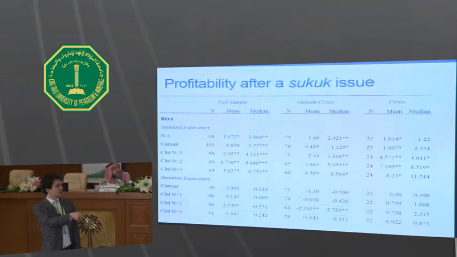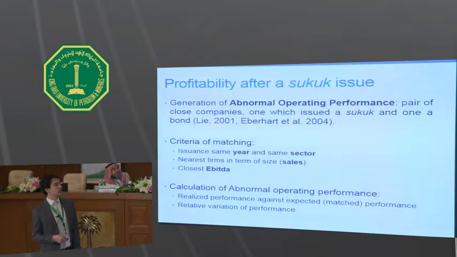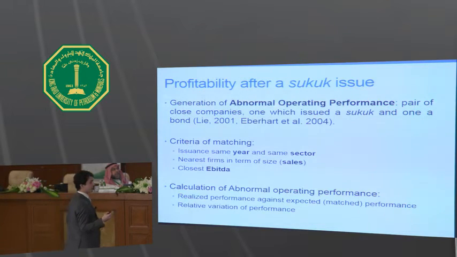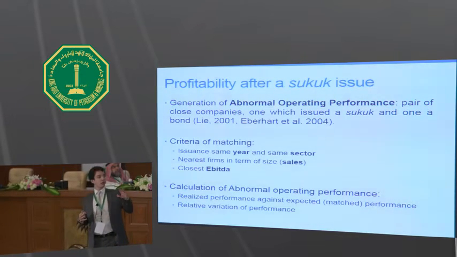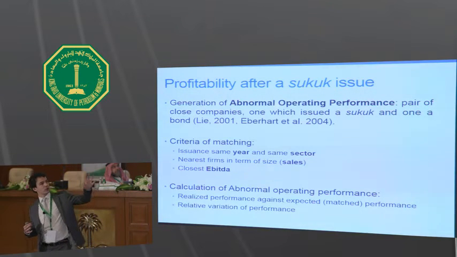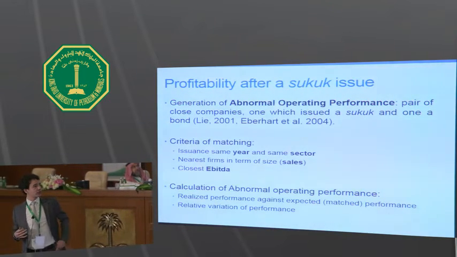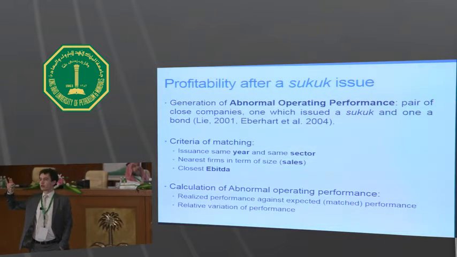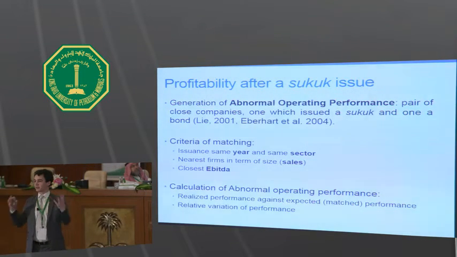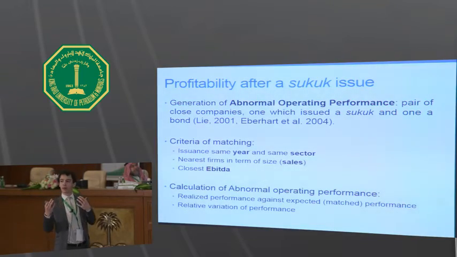Maybe I will go back there. Okay. To investigate it, we look at the profitability using abnormal operating performances, a tool already used by some authors, which is just comparing pairs of issuers, trying to match them with the best matching possible. And we are comparing the performances before and after the issue. We calculate the realized performance, so the expected performance is the performance realized by your matched pair, your matched bond issuer, and you have the sukuk issuer, and we look at the relative variation of performance.